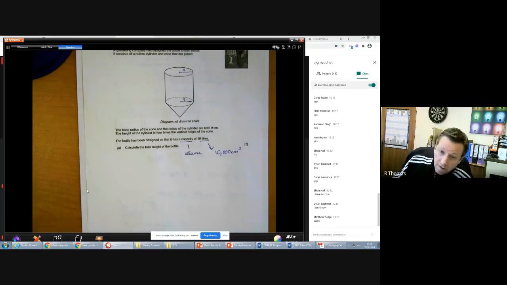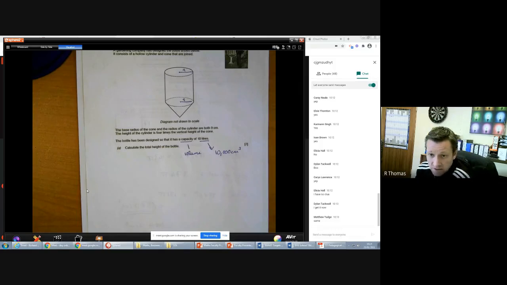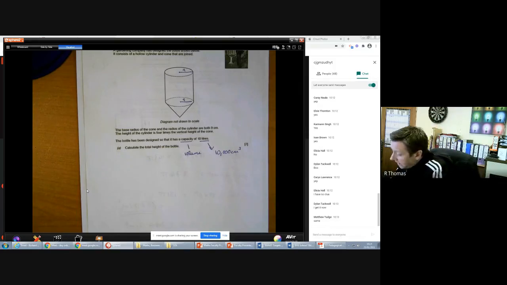So you needed to know those two things. You needed to know the word capacity meant volume, and 10 litres was 10,000 centimetres cubed. The actual question is, what's the total height of the bottle? Now, this is much more tricky than the first one, isn't it?